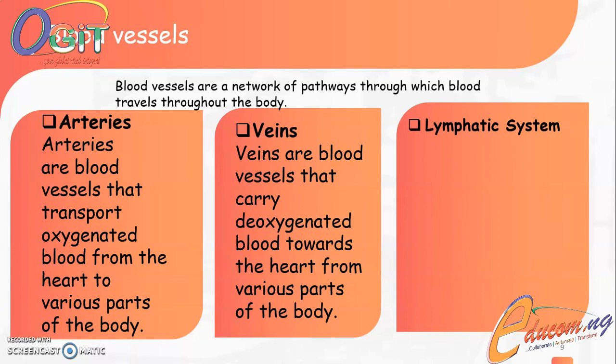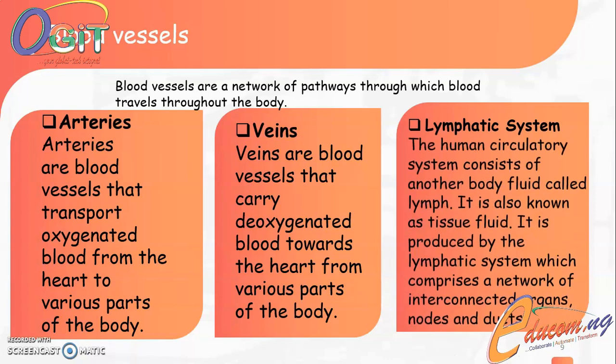Now, the third organ I will be talking about is the lymphatic system. The human circulatory system consists of another body fluid called lymph. It is also known as a tissue fluid. It is produced by the lymphatic system, which comprises a network of interconnected organs, nodes, and ducts. The lymph is a colorless fluid consisting of salt, protein, water, which transports and circulates digested food and absorbs fats to intercellular spaces in the tissues.